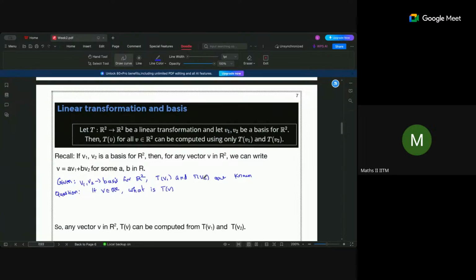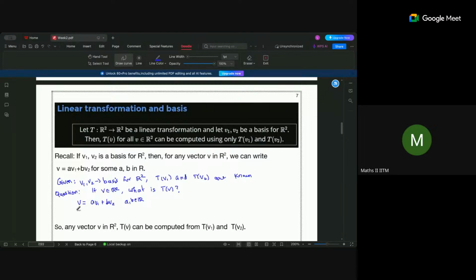You just know what is TV1 and TV2 and you are given that V1 and V2 are a basis for R2. So how will we compute T of V? Any idea? We know that T of V is a linear combination of TV1 and TV2. Exactly. Since V is in R2 and V1 and V2 is a basis, according to the definition of basis, we can write V as AV1 plus BV2 for some scalars A and B. Here A and B are in R.